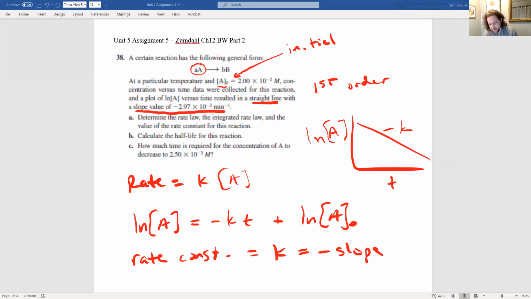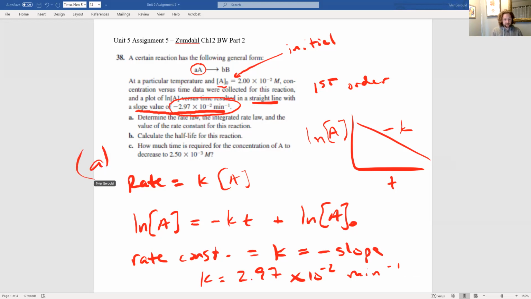k values are always positive, and as long as the temperature is constant, this k value is going to stay constant. So once we establish k, as long as we maintain the same temperature, any trial after the first one is going to have the same k value. So the slope value is given in the question, and so we just take the opposite of that. And it's per minute, so just keep in mind what the units are. All right, so there's A.